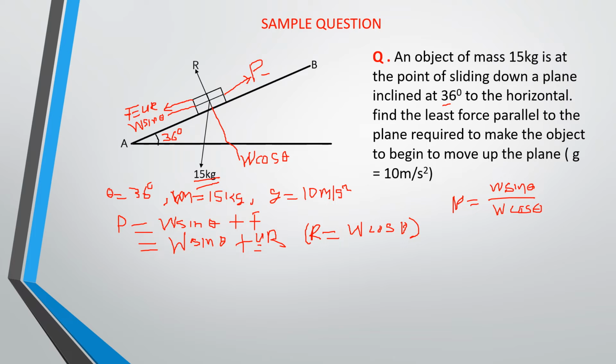If you substitute your values into this equation, you are going to have that W is mg, which is mass times acceleration due to gravity. So that gives you 15 times 10, which is 150, times sine 36 degrees. If you check that from your table or your calculator, you have 0.589, divided by 150 times the cosine of 36 degrees, which is 0.809.